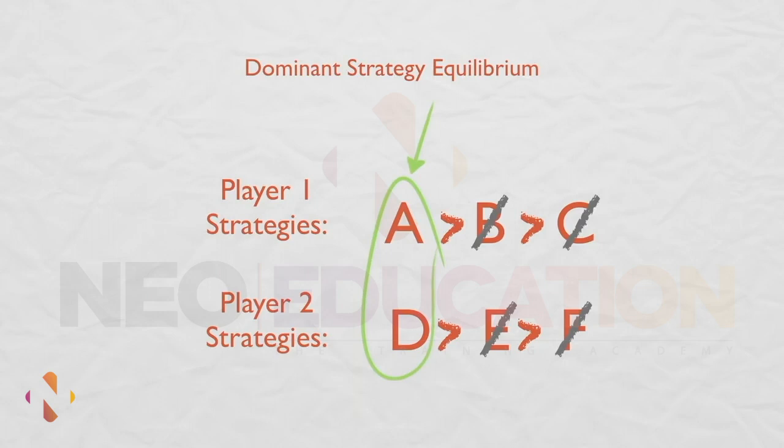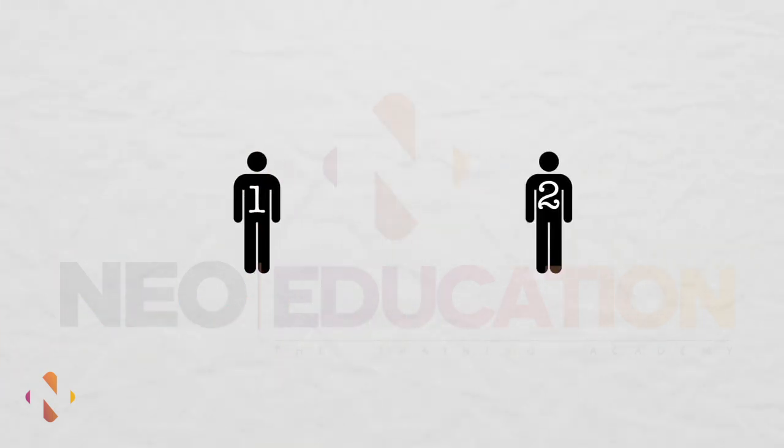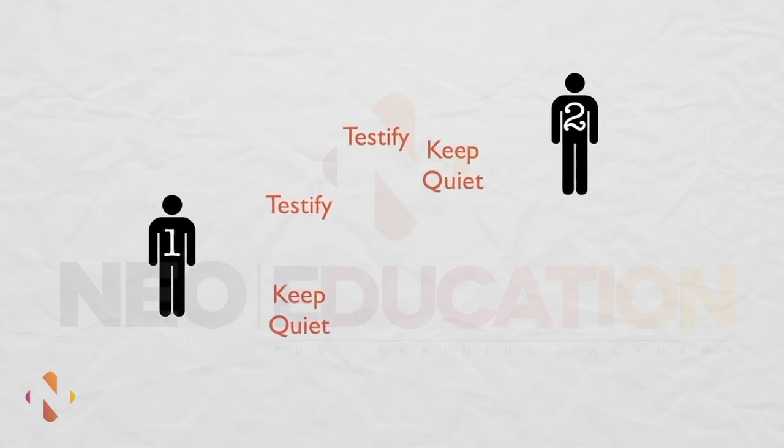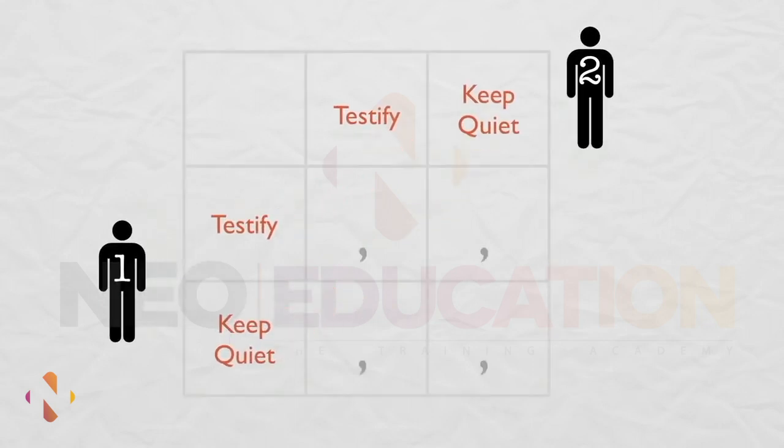Now let's look at the most famous game in game theory, the prisoner's dilemma. There are two prisoners, prisoner 1 and prisoner 2, and they each have a choice. They can testify against the other, or they can keep quiet. If they both keep quiet, they both get off with a light sentence, which I'll represent with a payoff of 2. Prisoner 1's payoff is on the left, prisoner 2's is on the right. If they both testify, they both get a moderate sentence. I'll represent the moderate sentence by a payoff of 0.